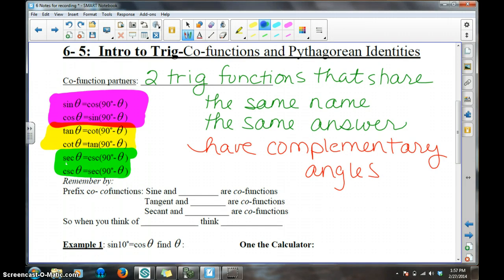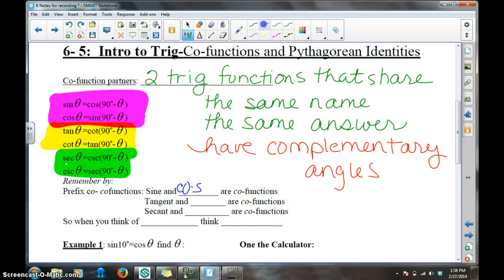I point out the reciprocal partners because this is where it starts to get tricky. Now I've got two different relationships to keep track of. When I'm talking reciprocals, take the answer and invert it. Sine goes with cosecant. When I'm talking co-function partners, same answer for complementary angles. Sine goes with cosine. Are you clear on the difference? I'm going to talk about it a lot more, but you need to keep those two relationships straight. It's very important. So sine goes with cosine.